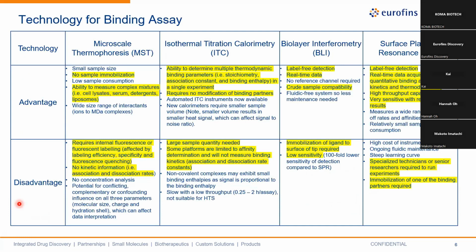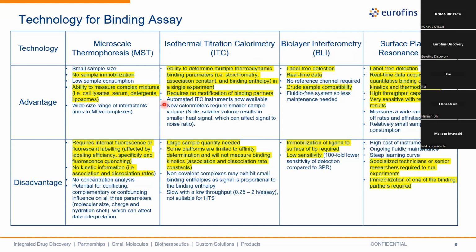This slide gives you an overall view of the binding assay technology, the comparison of that. So there are a couple of famous binding assay technologies. For example, microscale thermophoresis, called MST, right? And then the very famous ITC. I think most people are familiar with this one. And also BLI, which also measures the binding. It's biolayer interferometry. And then also the SPR, surface plasmon resonance.